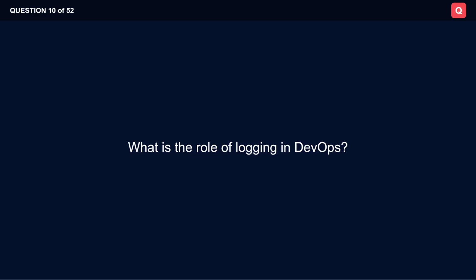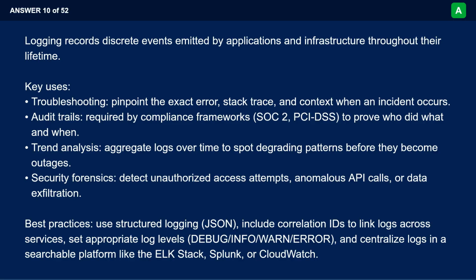What is the role of logging in DevOps? Logging records discrete events emitted by applications and infrastructure throughout their lifetime. Key uses: troubleshooting, pinpoint the exact error, stack trace, and context when an incident occurs.